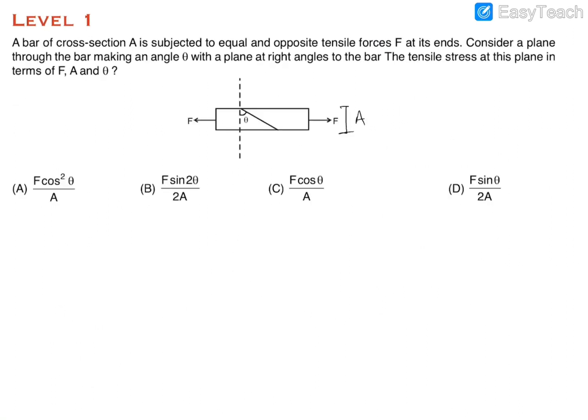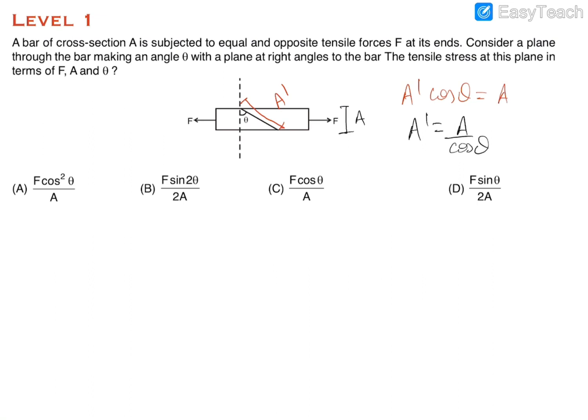In this question, it is given that there is a bar of cross section A and this bar is pulled by a tensile force F from both directions. So the net force would be 0 and this bar will not move. Now there is a cross section here which is at an angle of theta with this line, and we have to find out the stress developed on this cross section. So first of all, let us say that the area of this cross section is A dash. Let us assume A dash cos theta is equal to A. And therefore, we can say that A dash is equal to A upon cos theta.